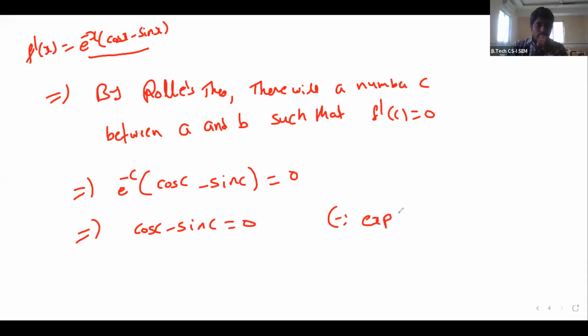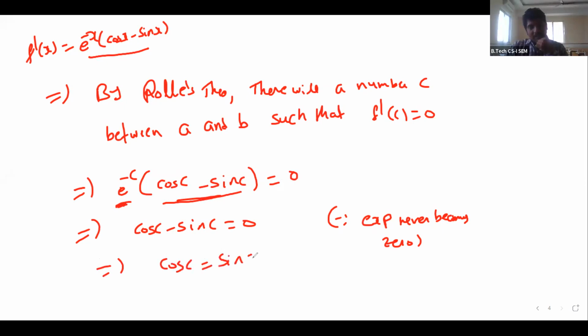Very good. Exponential never becomes 0. The exponential value is never 0. So the term beside it has to become 0. This thing only has to become 0. Okay. Product 0 means at least one of them should be 0. But exponential never becomes 0. That is why this becomes 0. Okay. Now cos c is equal to sin c.